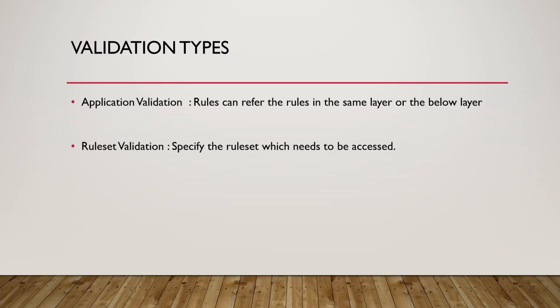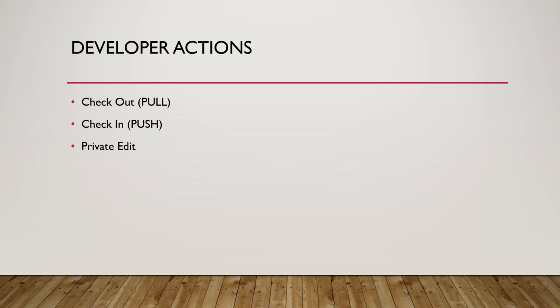And followed by this one, we have validation types. What is a validation? What is an application validation? What is a rule set validation? Which one do we need to prefer? And the last topic for the day is developer actions, that is checkout, check-in, and private edit. Okay, these are the four topics that we'll be covering today.